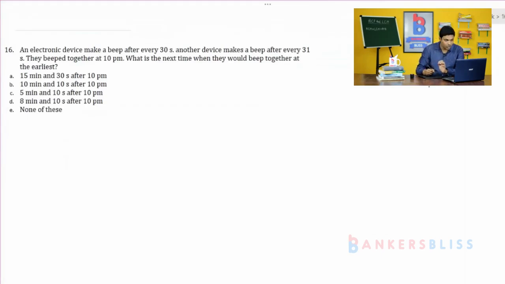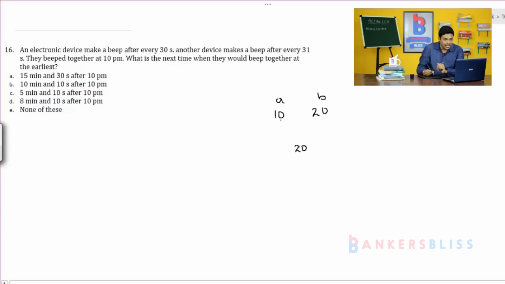For example, you take a simple number, 10 seconds and 20 seconds. Now it has beeped. After 10 seconds A will beep, after 20 seconds B will beep. For example, after 20 seconds A will beep twice and B will beep once. So after 20 seconds both will beep together. See, 20 seconds, 10 twos are 20. For the first 10 seconds A will beep once and for the second 10 seconds A will beep once. So at 20 seconds A will beep and at 20 seconds B will beep.